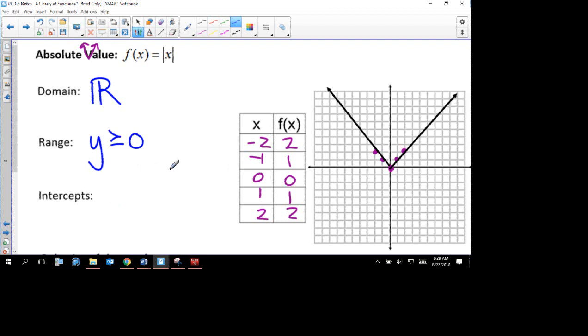All right, intercepts. Are there any? One for each. The x-axis hits at 0. The y-axis also hits at 0. So both x and y intercept at 0, 0. But this is the parent function. You guys talked about transformations last year. So from the parent function, we're going to transform it on a different day.